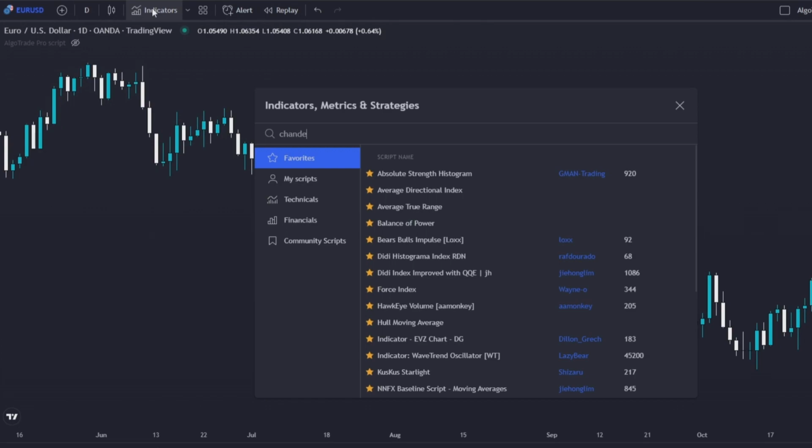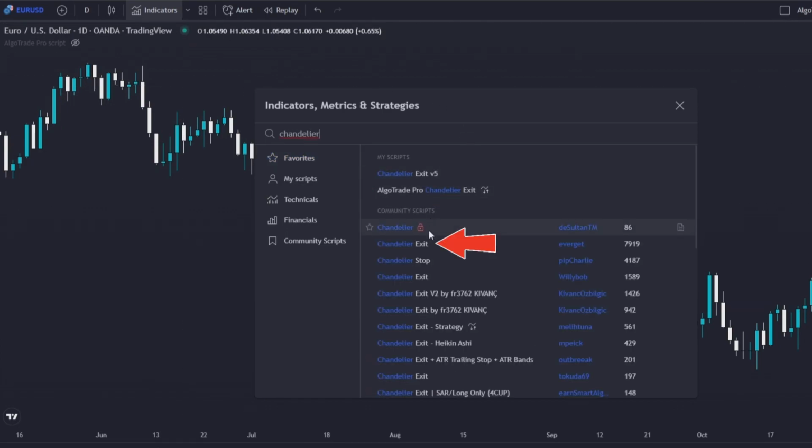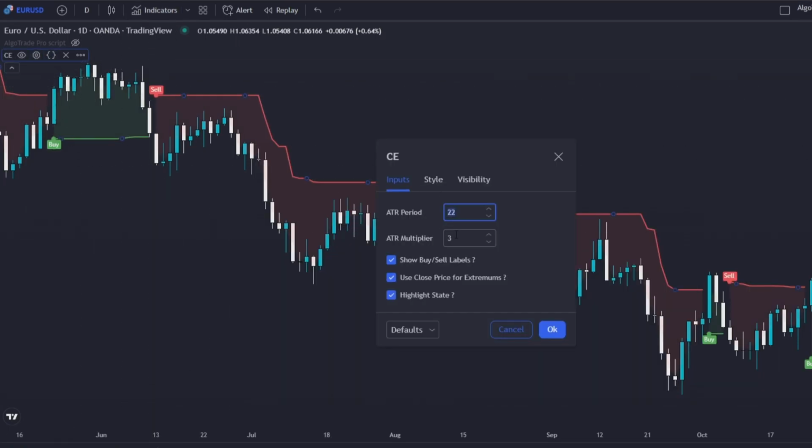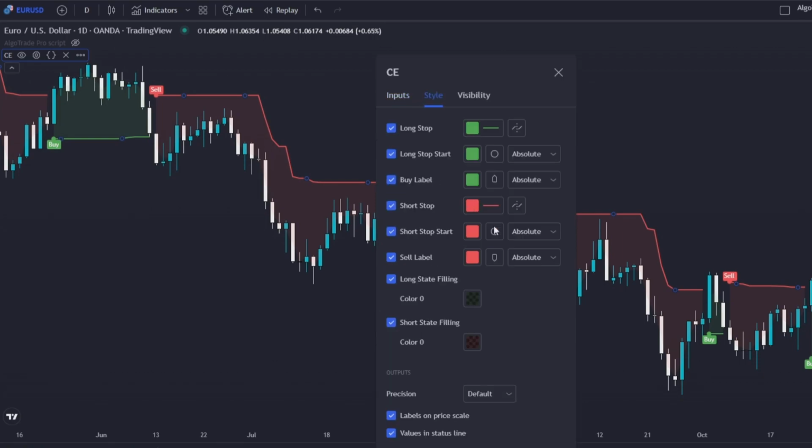Let's now add our indicator, which is the Chandelier Exit indicator. I will use this one here by Everget. The settings that I will use are 22 for the ATR period and 3 for the ATR multiplier.